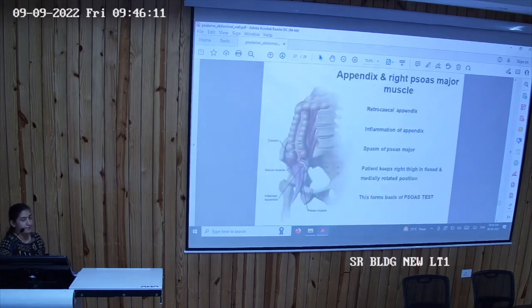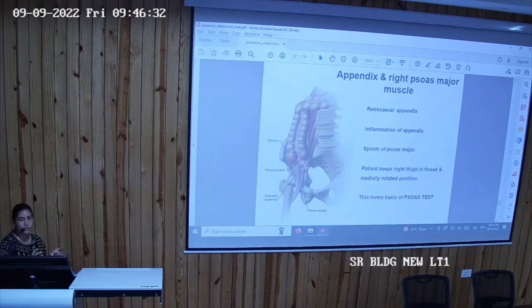Then coming to the appendix and the relation of the appendix with the psoas major. So appendix is located on the right side or left side? Right side. So if the position of the appendix is retrocecal, and in case it gets inflamed, it will also inflame the psoas major muscle.